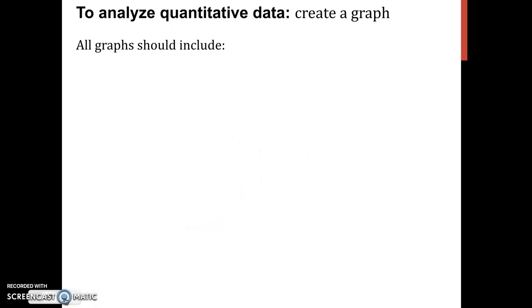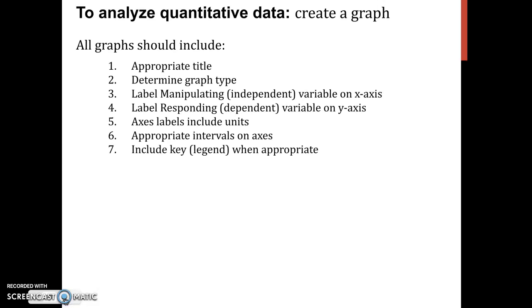All right. To analyze quantitative data, here is what you have listed in your note guide. This is just a checkoff for you. Use this every single time you make the first few graphs in here to get you remembering all of the different pieces of information you need. Your graph should have a title. You should determine what kind of graph you're going to use. You need to have your independent and dependent variables and units labeled on your axes. You need to have appropriate intervals on your axes, and if needed, you need to make sure you include a key. So use this as a checklist.